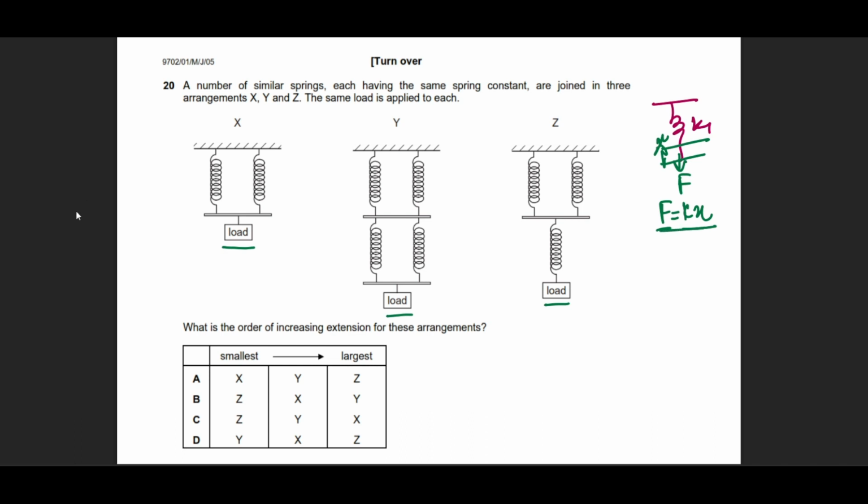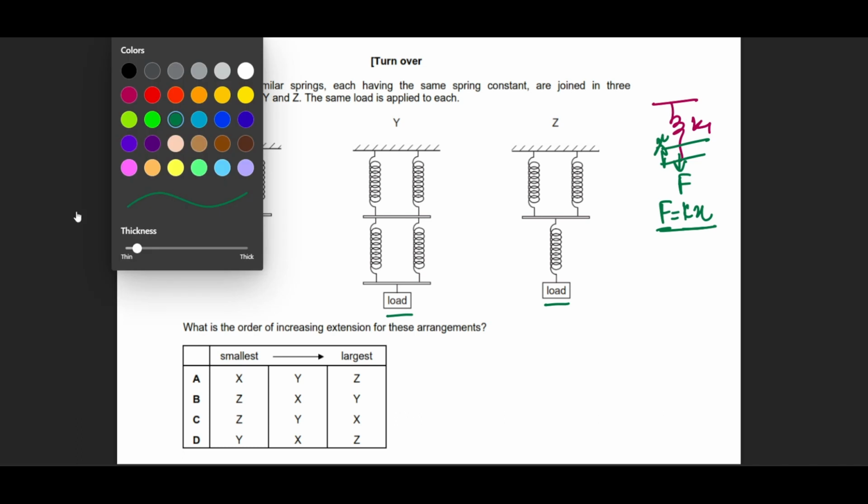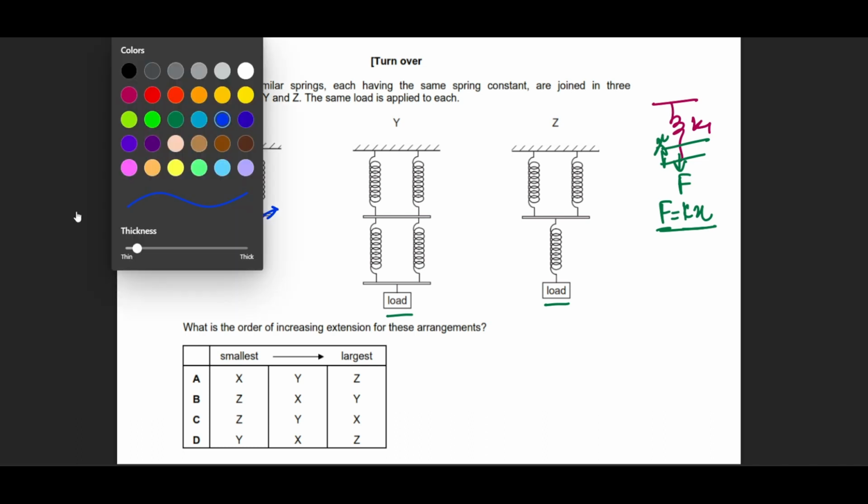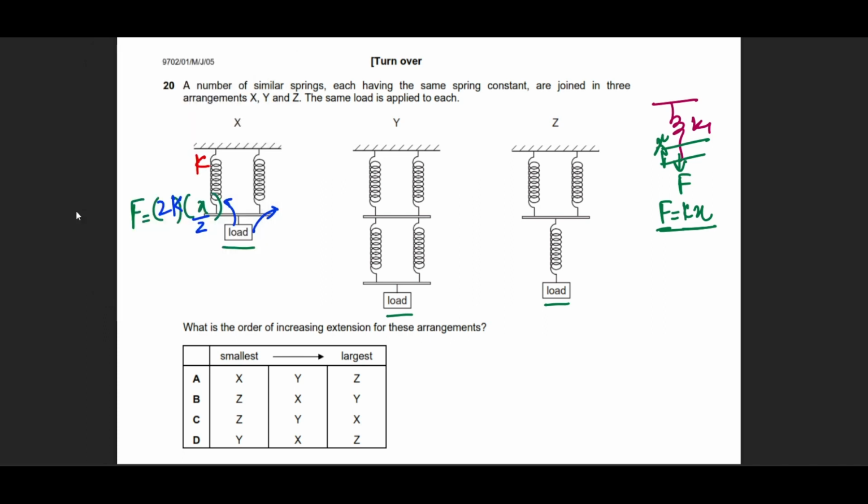So what does this equation look like? The equation will become something like this: F equals K into X. Now, how much extension will there be? Since the load is being divided into two springs, I know that the extension is going to be halved. So what's going to happen to the spring constant? Spring constant will be doubled. As I mentioned earlier, in parallel, the spring constants get added together, and we can see that over here. This is becoming 2K as K plus K.